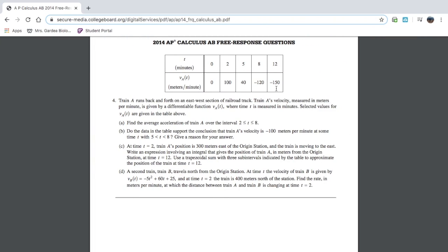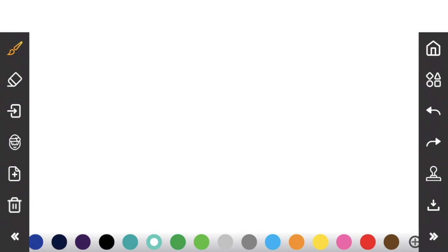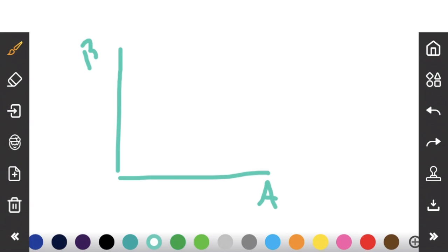Part D reads, a second train, train B, travels north from the origin station. At time t, the velocity of train B is given by Vb of t equals negative 5t squared plus 60t plus 25, and at time 2, the train is 400 meters north of the station. Find the rate in meters per minute at which the distance between A and B is changing at time equals 2. For the previous problem, they said that train A was going east. For this problem, they're saying that train B is going north.